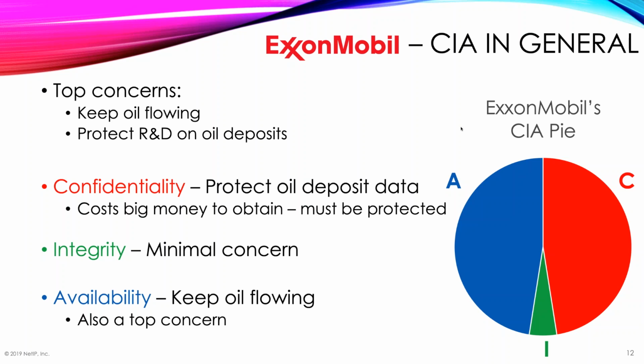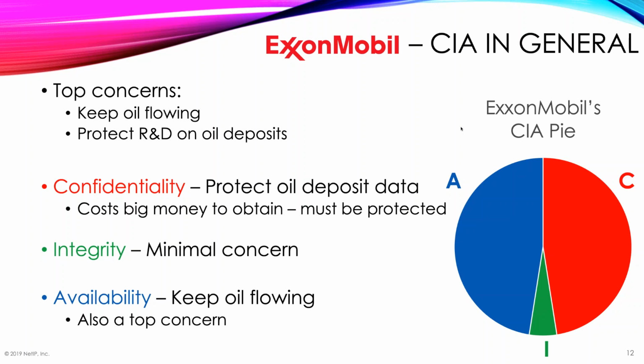Now, integrity for what leaves their factories, is the gasoline up to purity levels and so forth, that would obviously be important. Availability, that's the other one, though, keeping that oil flowing and keeping the gas flowing and keeping the product flowing to market and so forth. So if you notice here, I'm giving confidentiality and availability pretty much even slices, and integrity, really just a sliver.